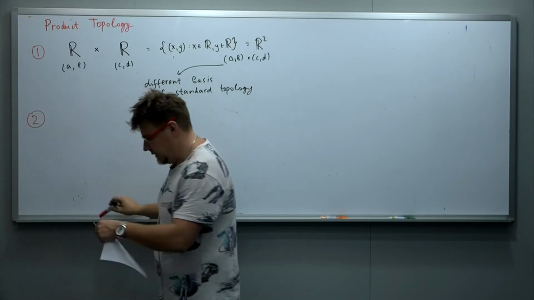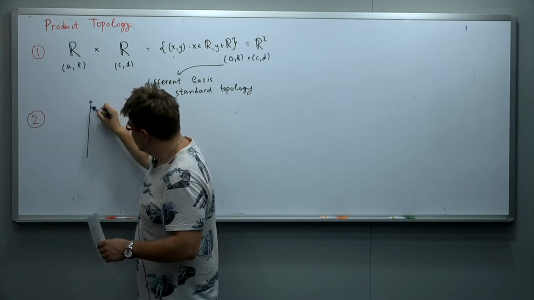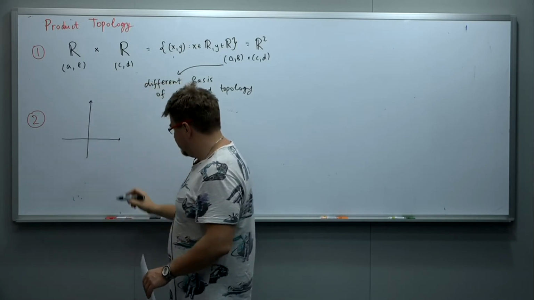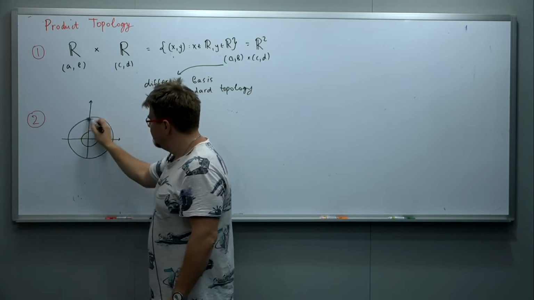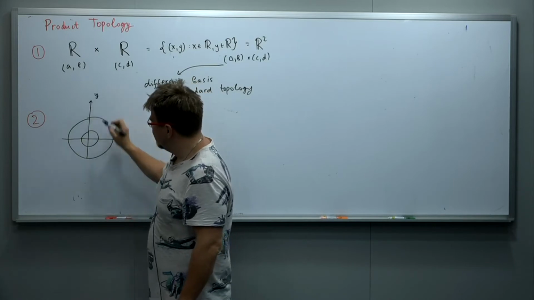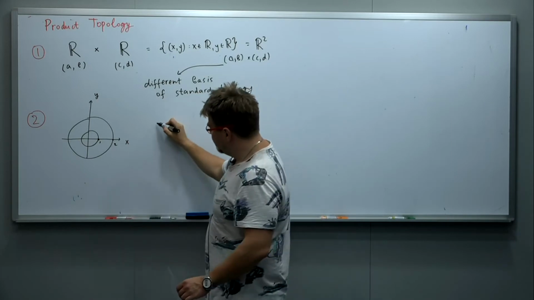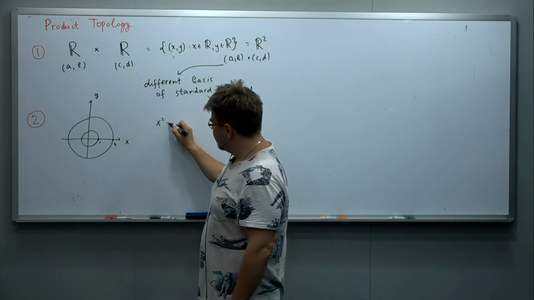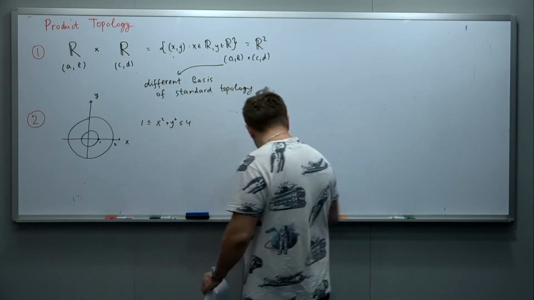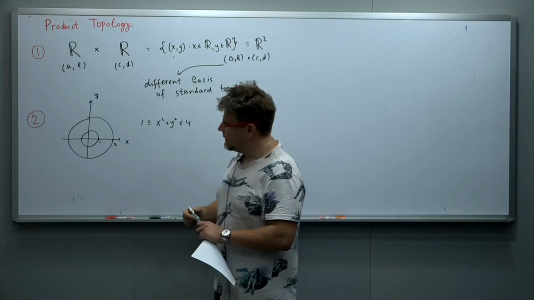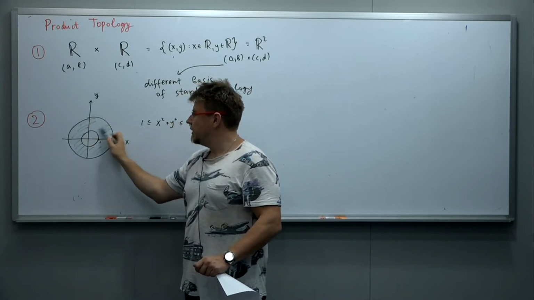So let me go through the second example. In my second example, I'm going to again look at the annulus. So suppose that this is X, this is Y, this is 1, this is 2. And then I'm going to look at the annulus given by the inequality X squared plus Y squared is between 1 and 4. Right? So this is the set between the two circles of radius 1 and radius 2.